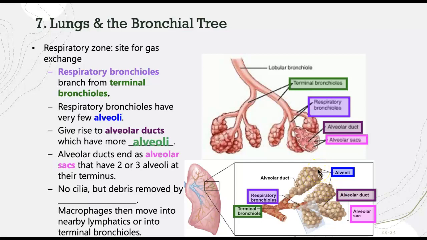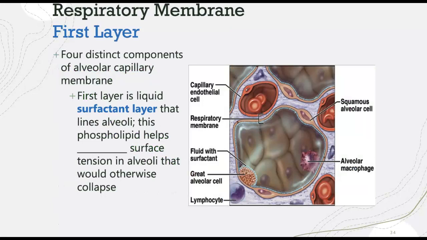And our alveolar ducts will lead to the alveolar sacs, which have 2 to 3 alveoli at the very end here. Now at this point we have no cilia, but debris in here can be removed by macrophages. I in fact like the other name for these macrophages, which are called dust cells or alveolar macrophages. The macrophages are able to move by nearby lymphatics and into our terminal bronchioles to continue searching for pathogens or debris.